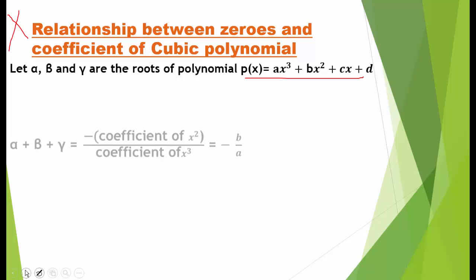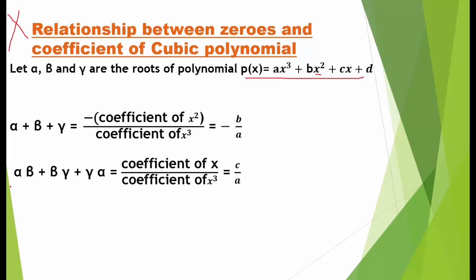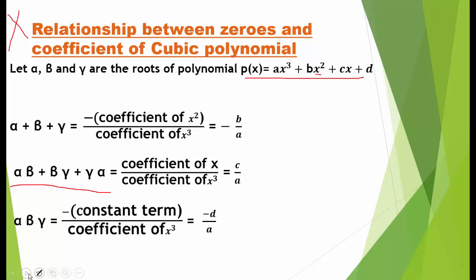Then sum of zeros, that is alpha plus beta plus gamma, will be negative coefficient of x square, that is minus b divided by a. A is coefficient of x cube. And alpha beta plus beta gamma plus gamma alpha, this is c divided by a. C is coefficient of x and a again coefficient of x cube. Now product of roots alpha into beta into gamma is negative d divided by a. D is constant term and a again coefficient of x cube.